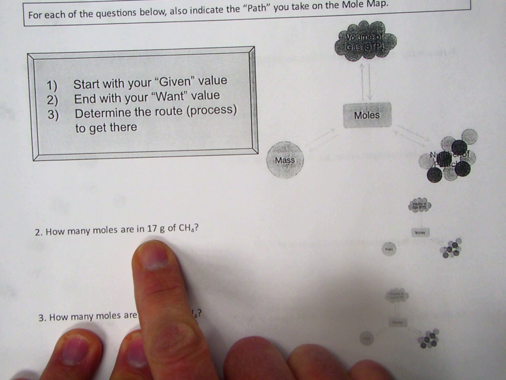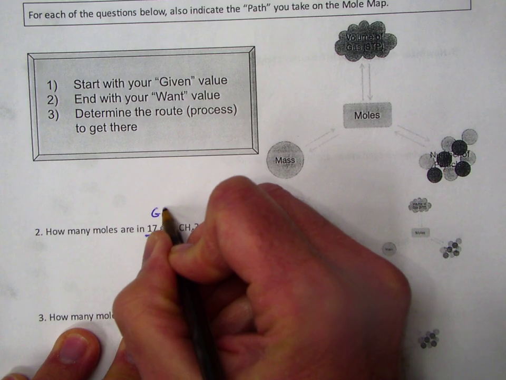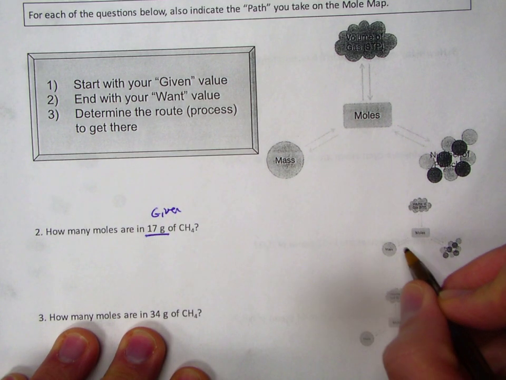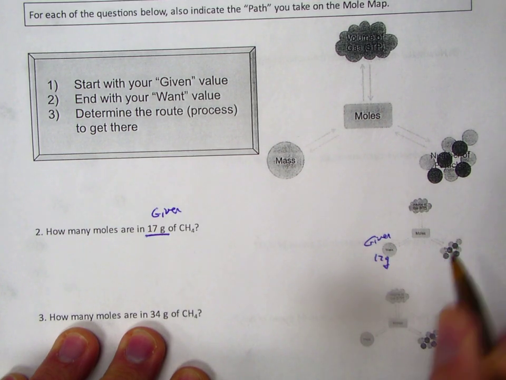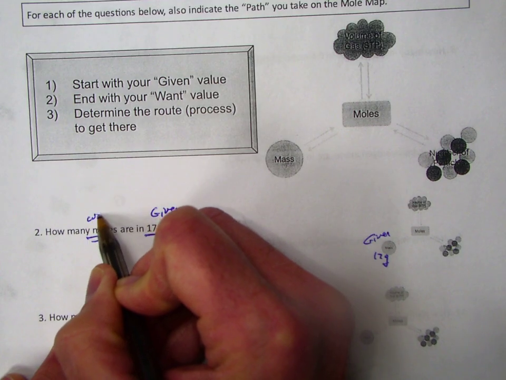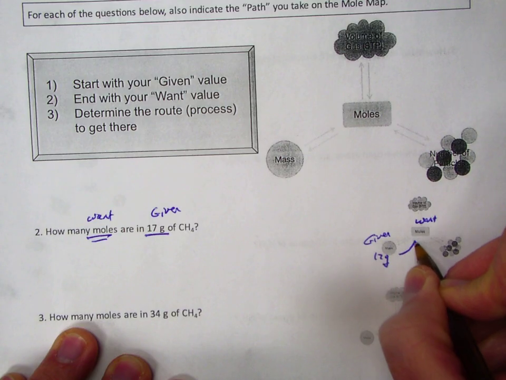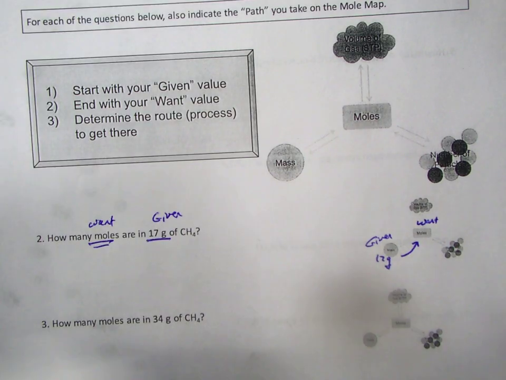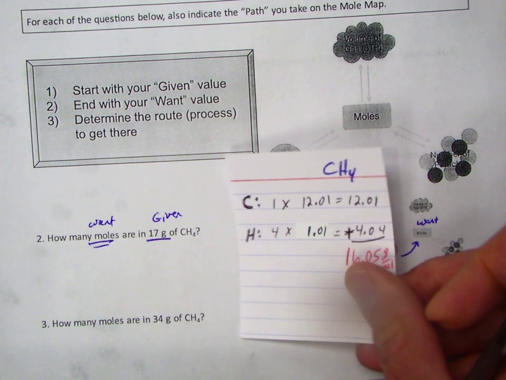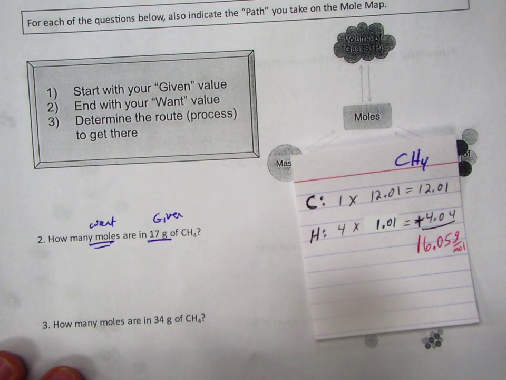It says, how many moles are in 17 grams of CH4? So 17 grams, that's your given. Right over here, we're going to start right here. This is mass. This is your given, 17 grams. The question is, how many moles? That's what we want. So we're going to go over here to what we want. We're simply going to go from here to there. So using your mole map, we see that we're going to go 1 mole over the molar mass, in this case the molar mass of CH4. Now the molar mass of CH4, I've calculated ahead of time, is 16.05. So let's go ahead and set this up.